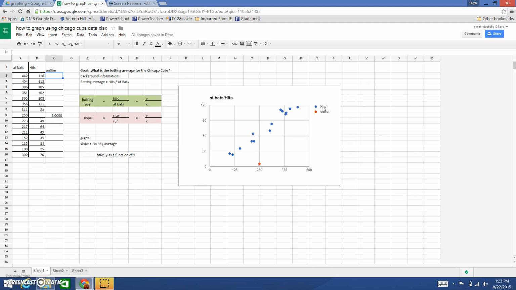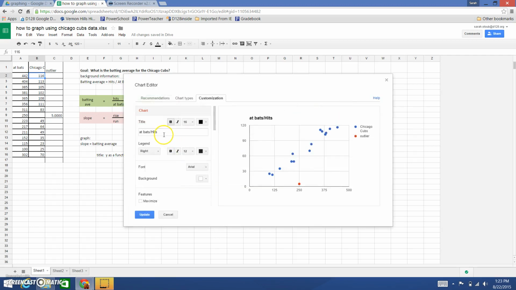Now I might want to call this blue dot something a little different other than hits. I could call it Chicago Cubs, and then my outlier of the Chicago Cubs. That works pretty good. Alright, that's a good looking graph so far. We've got to put in some titles and some labels. So Advanced Edit is a great place to go. You notice it says right click, Advanced Edit. That's where you want to go to find everything.